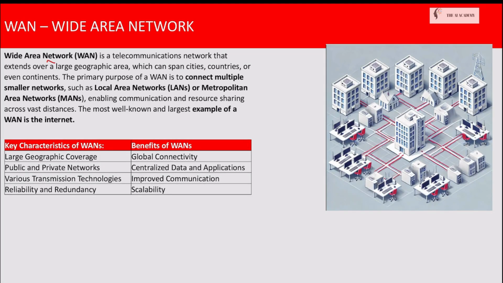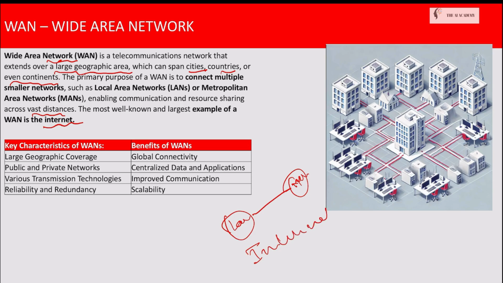The next is the wide area network. It is a telecommunications network that extends over a large geographic area, which can span cities, countries, or even continents. The primary purpose of a wide area network is to connect multiple smaller networks, such as local area networks or metropolitan area networks, enabling communication and resource sharing across vast distances. The most well-known and largest example of a wide area network is the Internet.